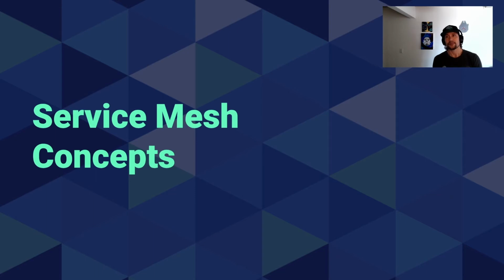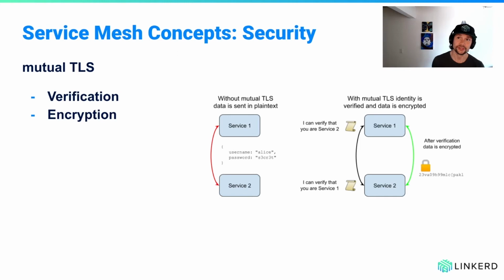I touched on some of the service mesh concepts already, but let's dive into them a little bit more and get more detail on what the service mesh provides and what problems it solves. So I talked about mutual TLS. This is that identity component that I showed you in the control plane. It has a trust root in it, and it's a certificate issuer.